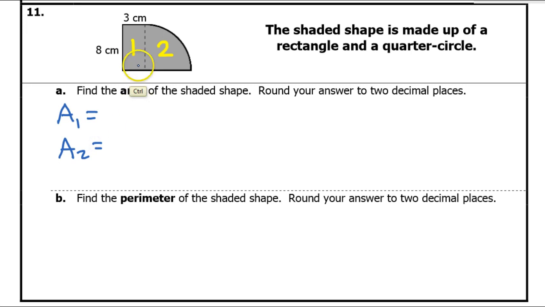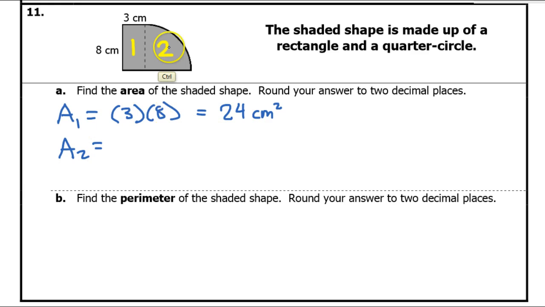All right, the area of shape 1. Shape 1 is a rectangle, so that's just going to be base times height. That's going to be 3 times 8, because rectangle area is just base times height. So that's going to be 24. So 24 square centimeters. That's area number 1.